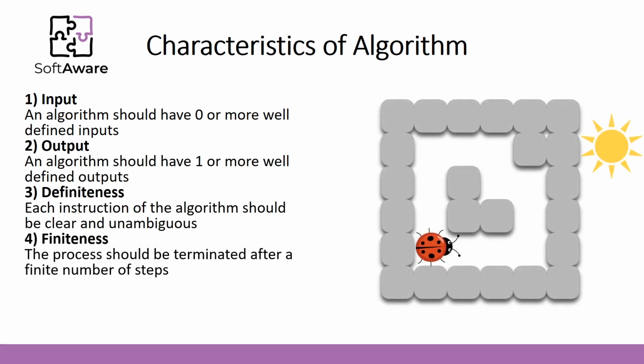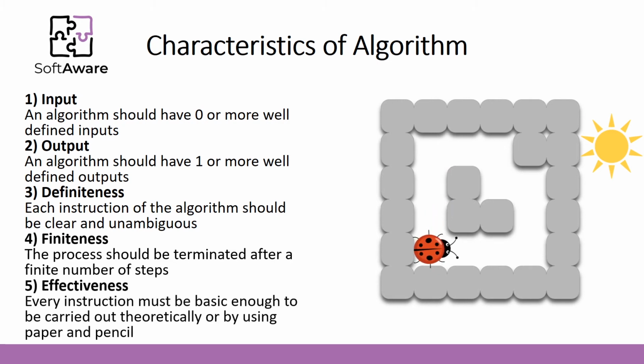Finiteness is also important because an algorithm must terminate after a finite number of steps. Even if your maze has no exit, the program must stop eventually. Finally, effectiveness means that every instruction must be basic enough to be carried out by any programming code in any language, even by writing on paper.